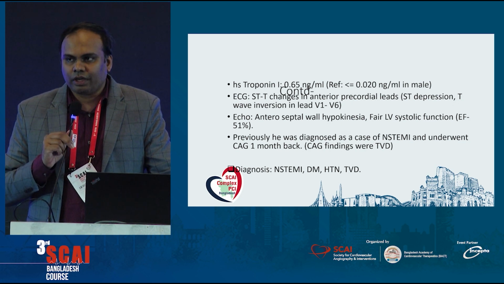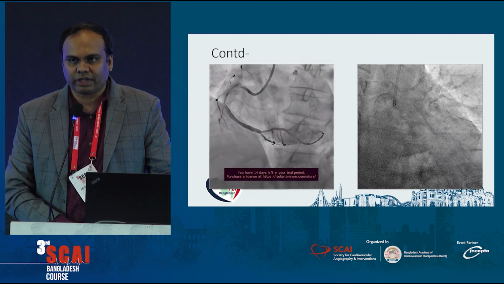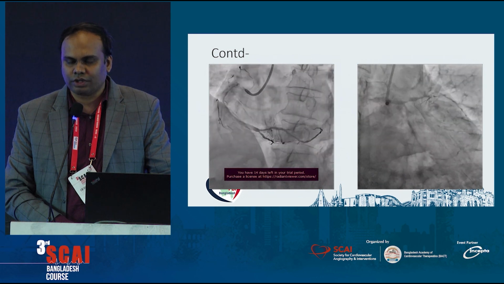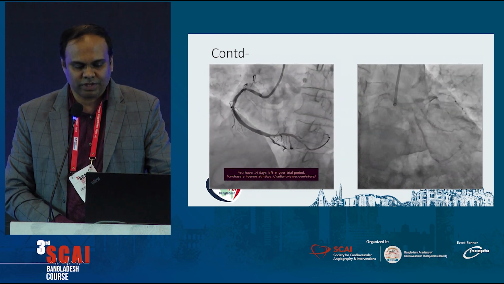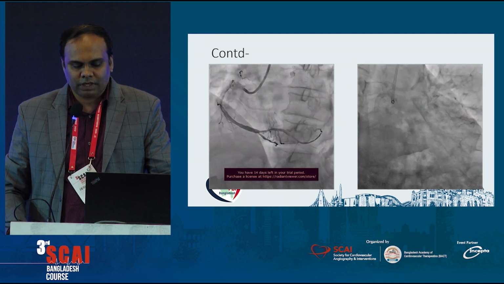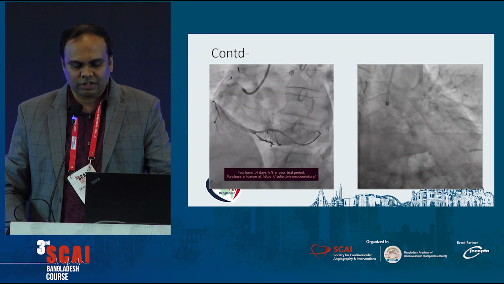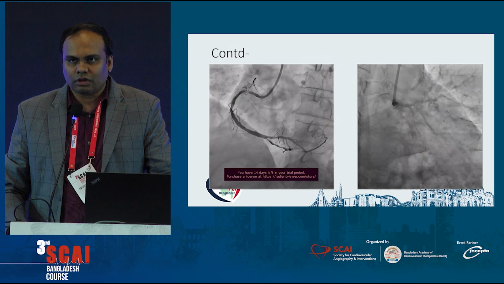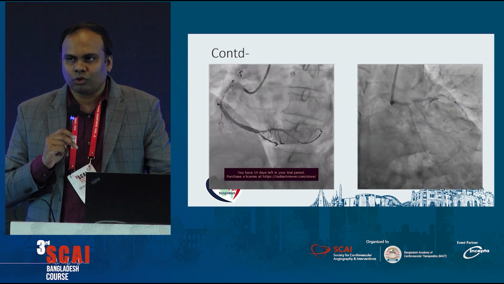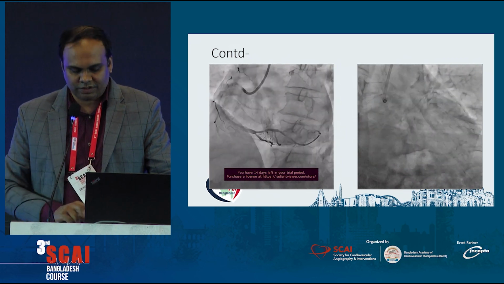First we went for IVUS evaluation of this patient to see the extension of the calcium, the vessel size, and the distribution of the calcium, and which modalities we should use to crack the calcium. This is the IVUS pullback of the RCA. We showed it is calcified in the distal and also mid part of the RCA. There are some calcium nodules and more than 270 degrees of dark calcium, especially in the proximal and mid part of the RCA.